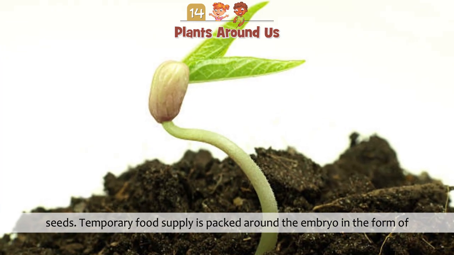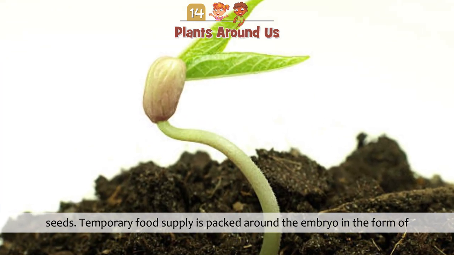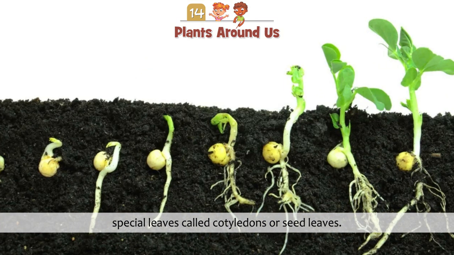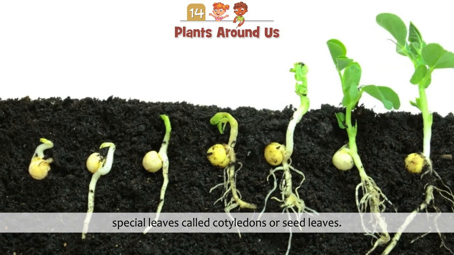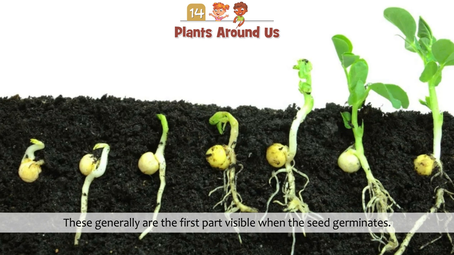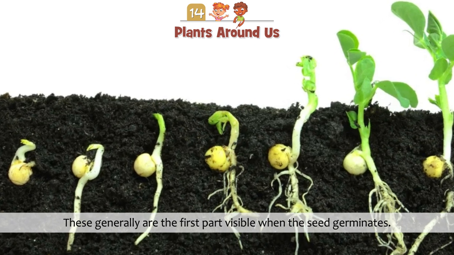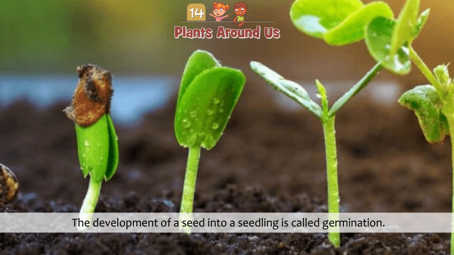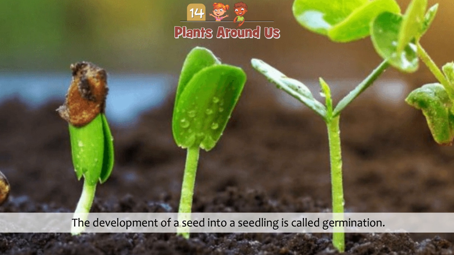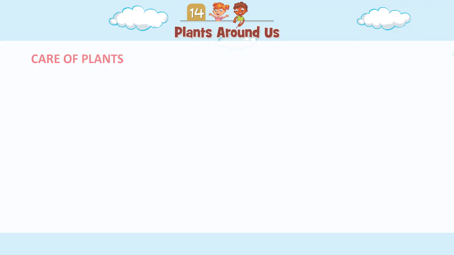Temporary food supply is packed around the embryo in the form of special leaves called cotyledons or seed leaves. These generally are the first part visible when the seed germinates. The development of a seed into a seedling is called germination.